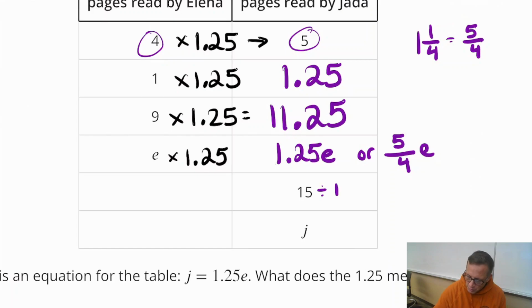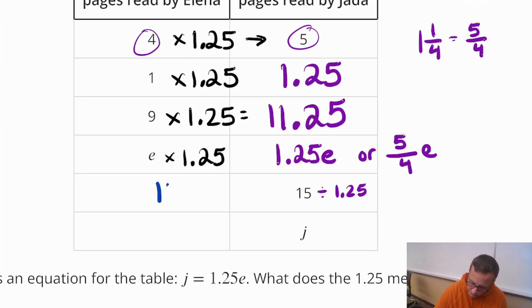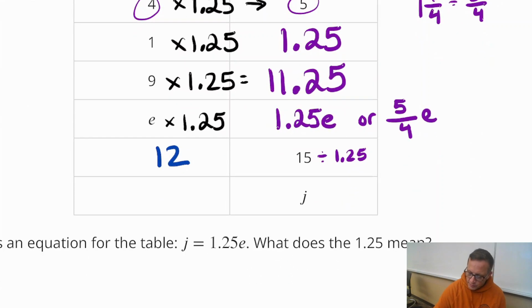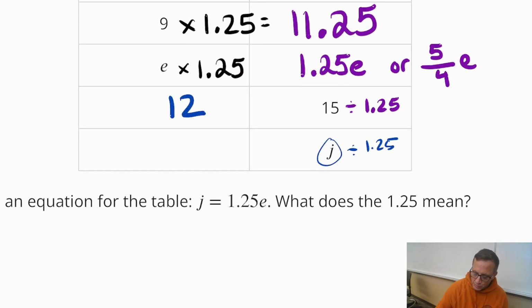Now for this one, we're going to divide. Let's divide this by 1.25. So 15 divided by 1 1/4 is 12. So that equals 12. And now that we're just given an expression there, we're going to divide that by 1.25. But we just need to write an expression for this one. So this one's just going to be j over 1 1/4. Just like that.